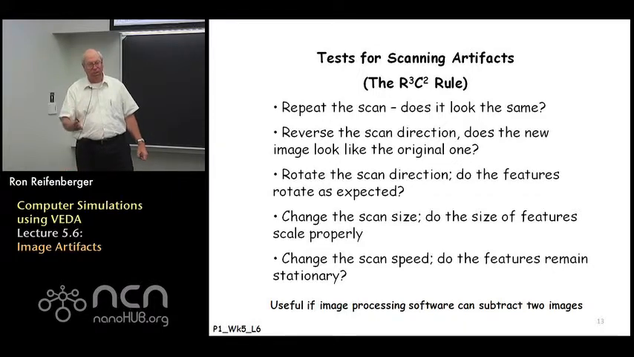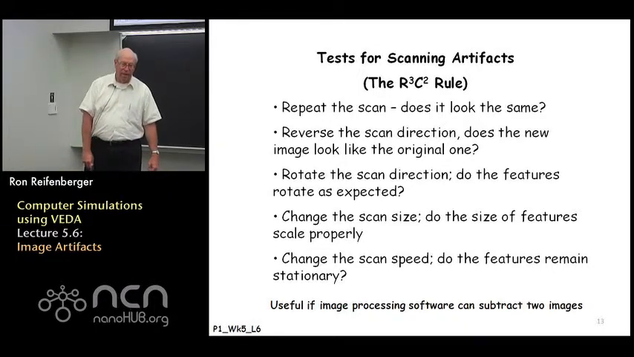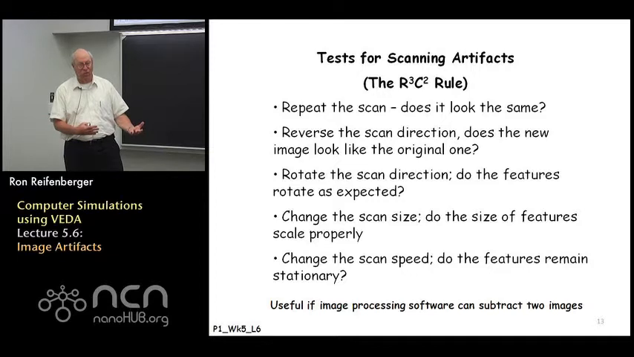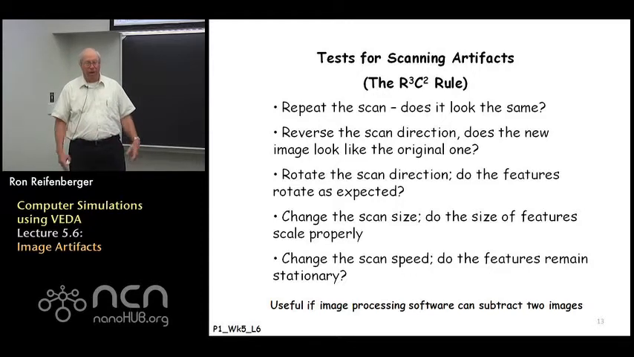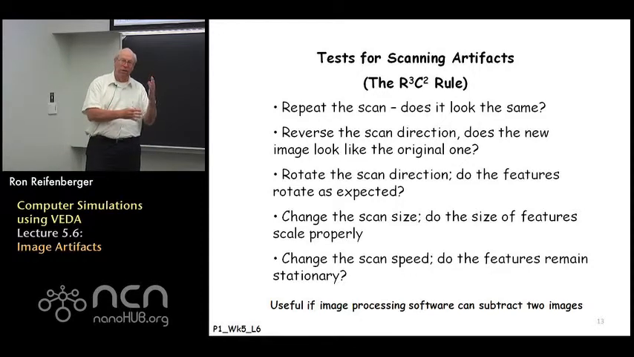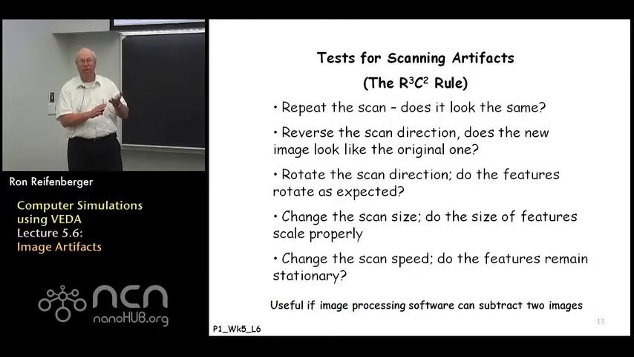So that's something that we often check. And then lastly, we're changing the scan speed through the important features that you're trying to measure. Are they independent of scan speed? This implies that you also have to readjust the proportional and integral gains. So when you change the scan speed by, let's say, a factor of 2, very often the proportional and integral gains have to change to, again, optimize the feedback.